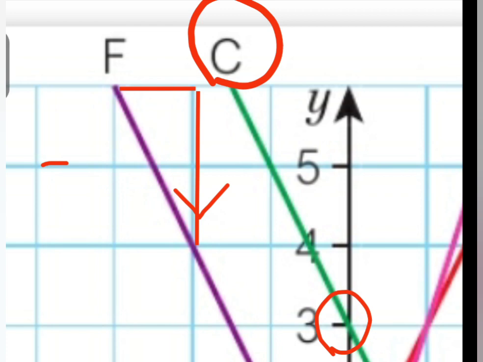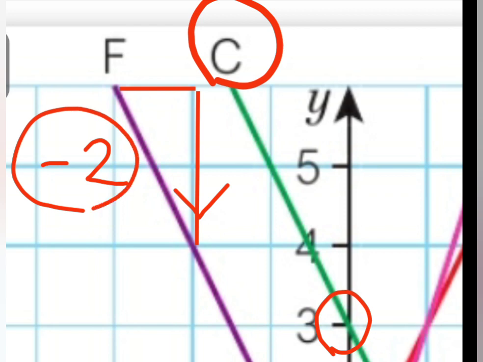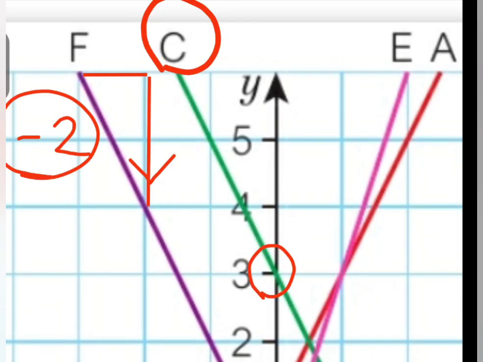Now, how many boxes did we go down? Very good. We went 2 boxes. So the gradient here is negative 2. Very good. So for the line F, the gradient is negative 2.